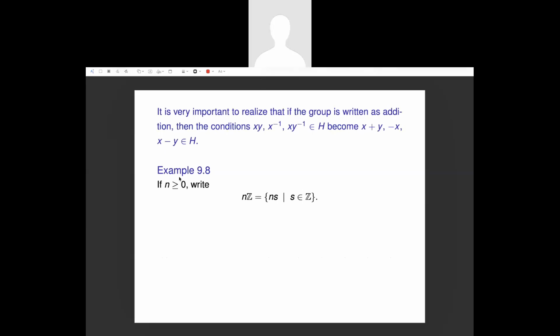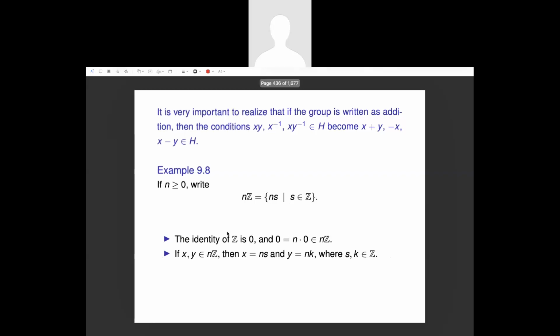So now we have an example. If n is greater than or equal to 0, we can write nZ equal to ns, where s is an element of Z. So the identity of nZ is clearly 0, and 0 can be written as n times 0. So this is clear: if x and y are elements of nZ, then x is n s and y is n k, where s and k are elements of Z. Now we show that x minus y is also in nZ.